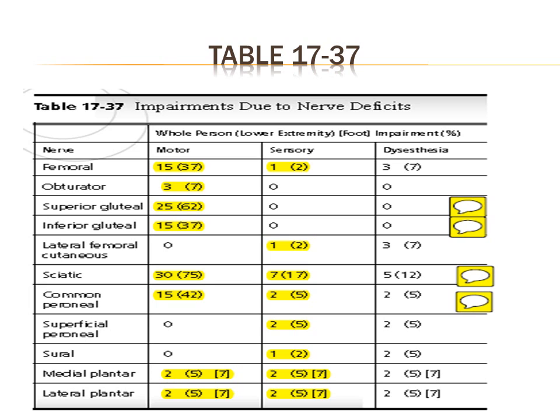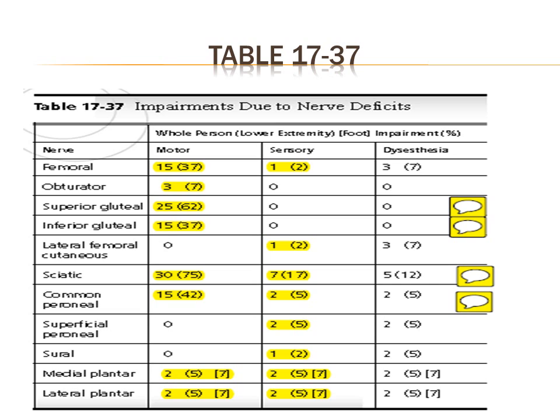So for those of you that have the handout materials, you want to reference Table 17-37. This is impairments due to nerve deficits, and this is found on page 552 in the guides if you're following along in your AMA guides. Interesting in this table, I want to draw your attention to the fact that it provides permanent impairment ratings for loss of motor function, for loss of sensory function and/or pain.